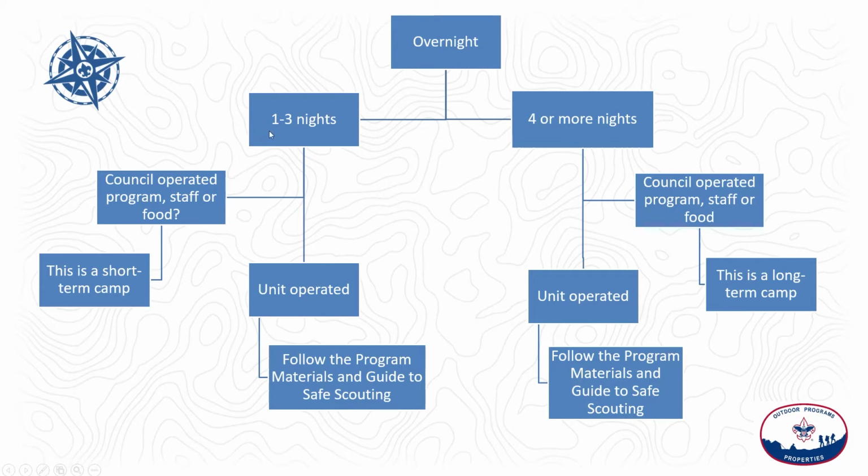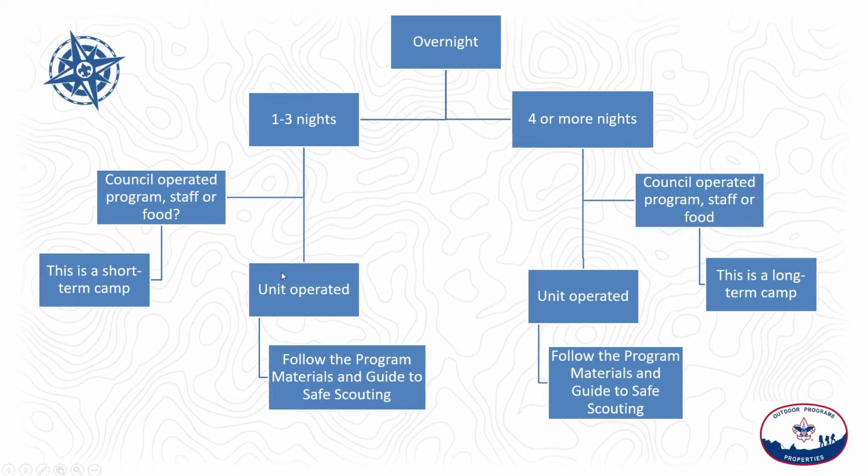Now, if it's 1 to 3 nights, this is where the short-term camps are. If it is a council-operated program, and it has council staff or food or anything like that, that is considered a short-term camp, and that is where a short-term camp administrator would be needed to make sure that it meets the NCAP standards.